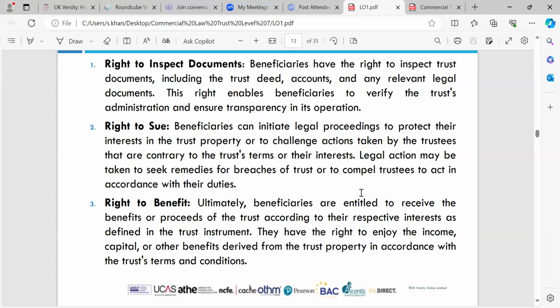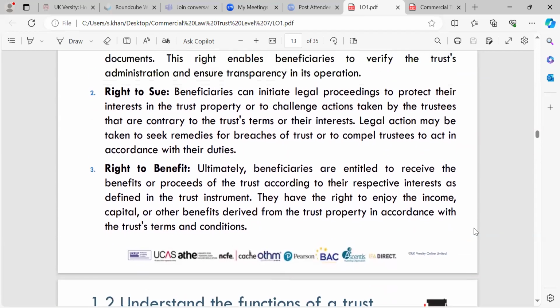with their duties. So if they've breached their duties or they have moved away from identifying what their duties are, the beneficiaries do have the right to protect their own assets by initiating any sort of legal action against the trustee. The right to benefit. Ultimately, beneficiaries are entitled to receive the benefits or proceeds of the trust according to their respective interests as defined in the trust instrument. They have the right to enjoy the income, capital, or other benefits derived from the trust property in accordance with the trust terms and conditions.